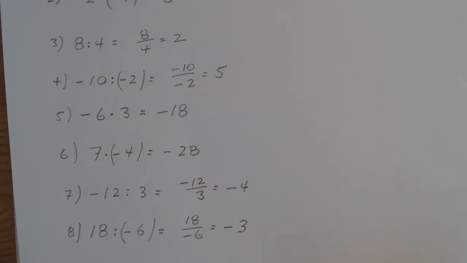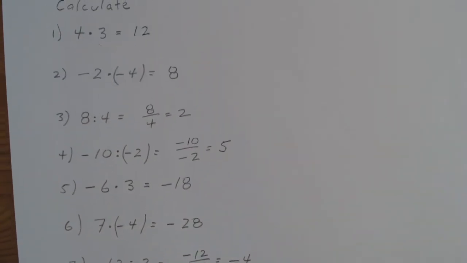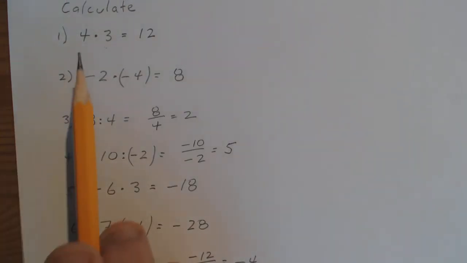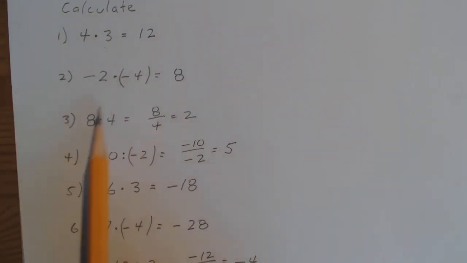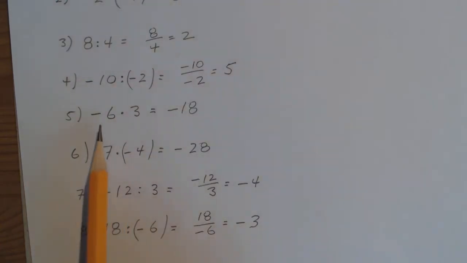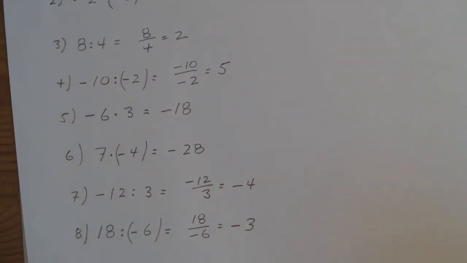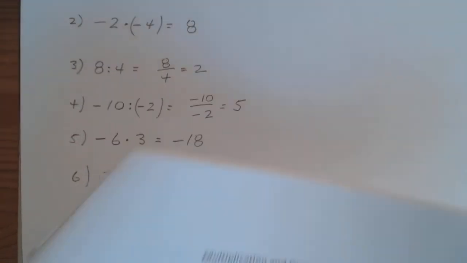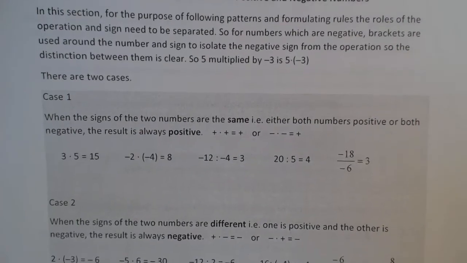So the conclusion is this: when you're multiplying or dividing numbers, when the signs of the numbers are the same, the result is always positive. When the signs of the numbers are different, the result is always negative. Now, this is summarized here in the notes.